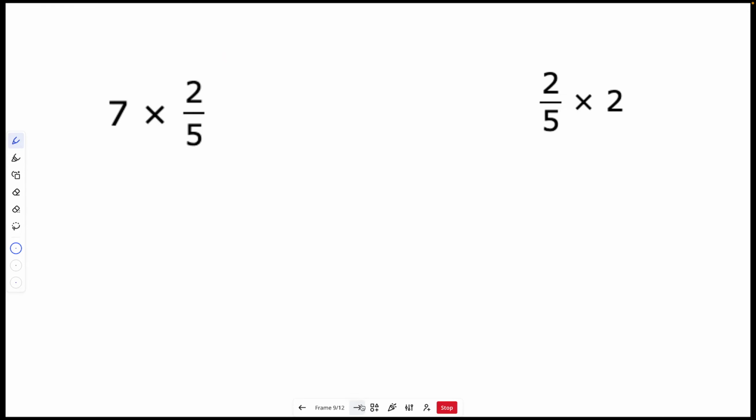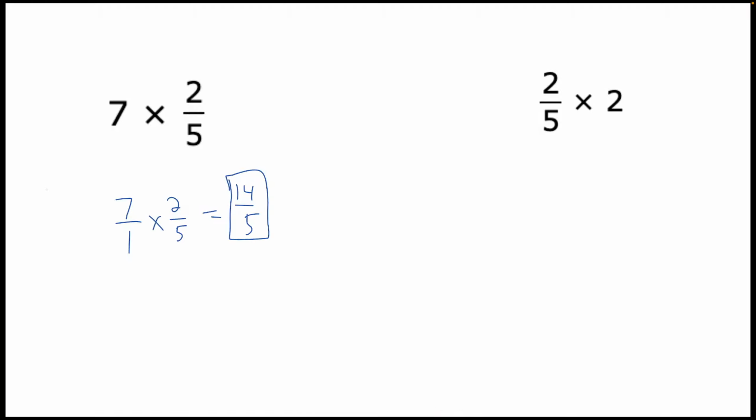All right, time to practice. Go ahead and pause the video, try these on your own. When you're ready, unpause. Okay, now that you've had time to work these problems, let's check your solutions. Okay, for the first problem here is the work, you should have gotten 14/5. And for the second problem here is the work, you should have gotten 4/5.